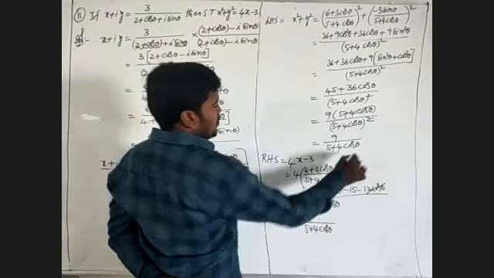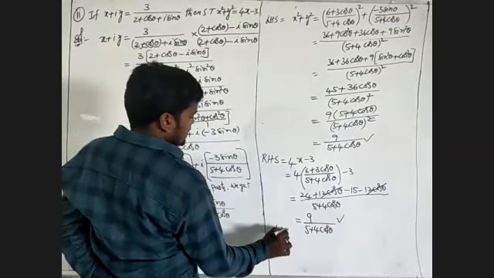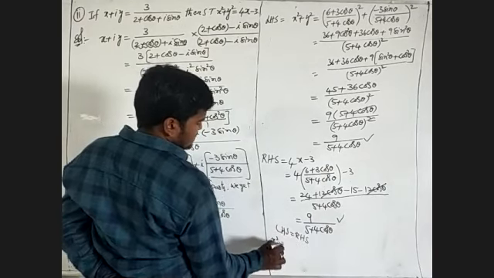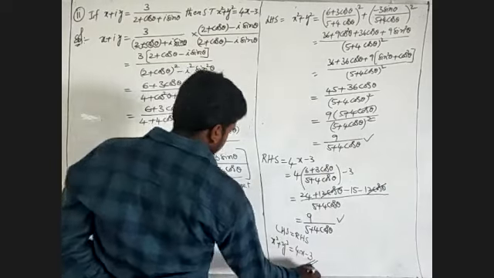We observe that both LHS and RHS are equal. That is, LHS is equal to RHS. The LHS value, x square plus y square, must be equal to 4x minus 3.